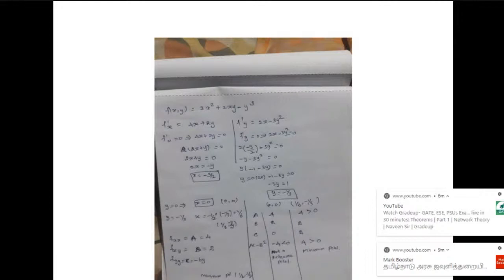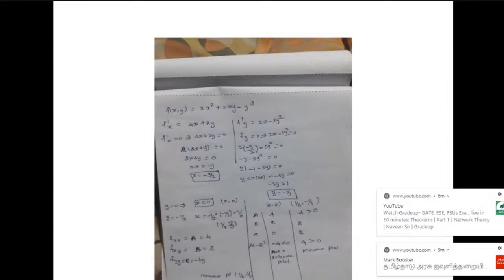Then we have to substitute the y value in x. While substituting y is equal to 0, we get x is equal to 0. So the first point is x is equal to 0 and y is equal to 0. Another point is there: y is equal to minus 1 by 3. While substituting this value, we get x is equal to minus 1 by 6.